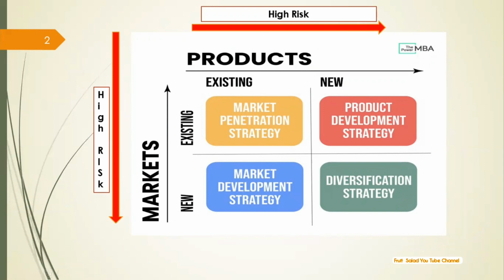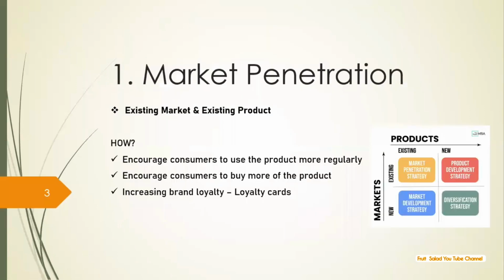So that simply means, children, when a business tries to move away from their existing product and from their existing market, yes, it creates high risk. Okay. Now let's talk about each of these growth strategies in detail. The first one is market penetration. Market penetration is where businesses try to increase the market share by selling their existing product to their existing market. Existing market means the market that businesses are already familiar with.